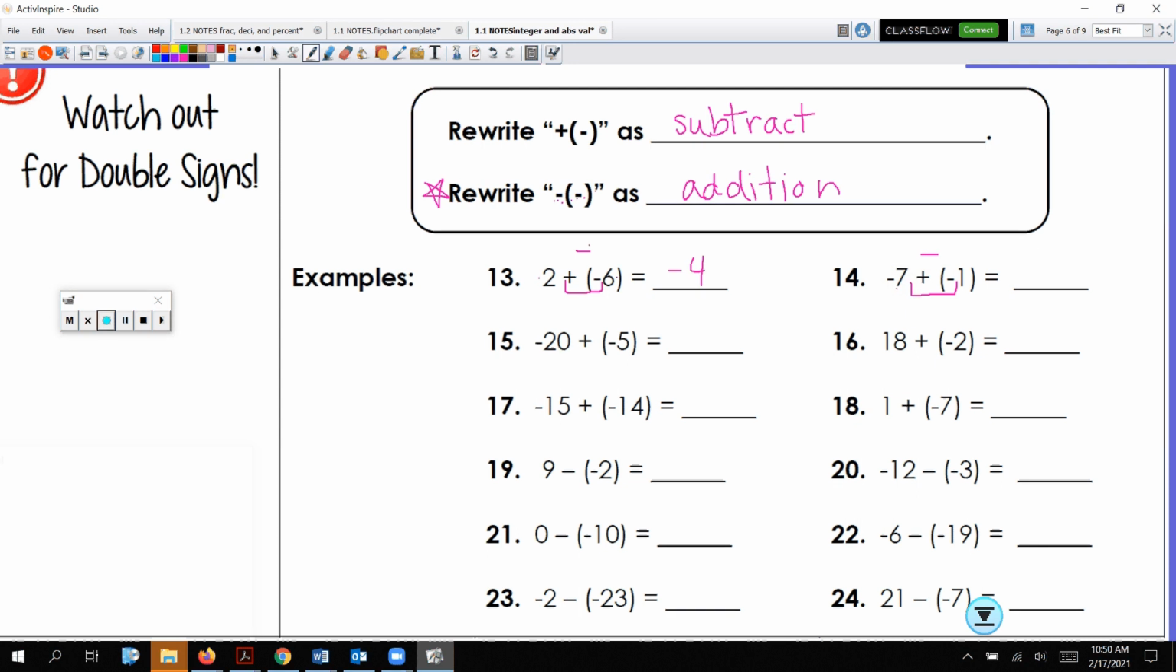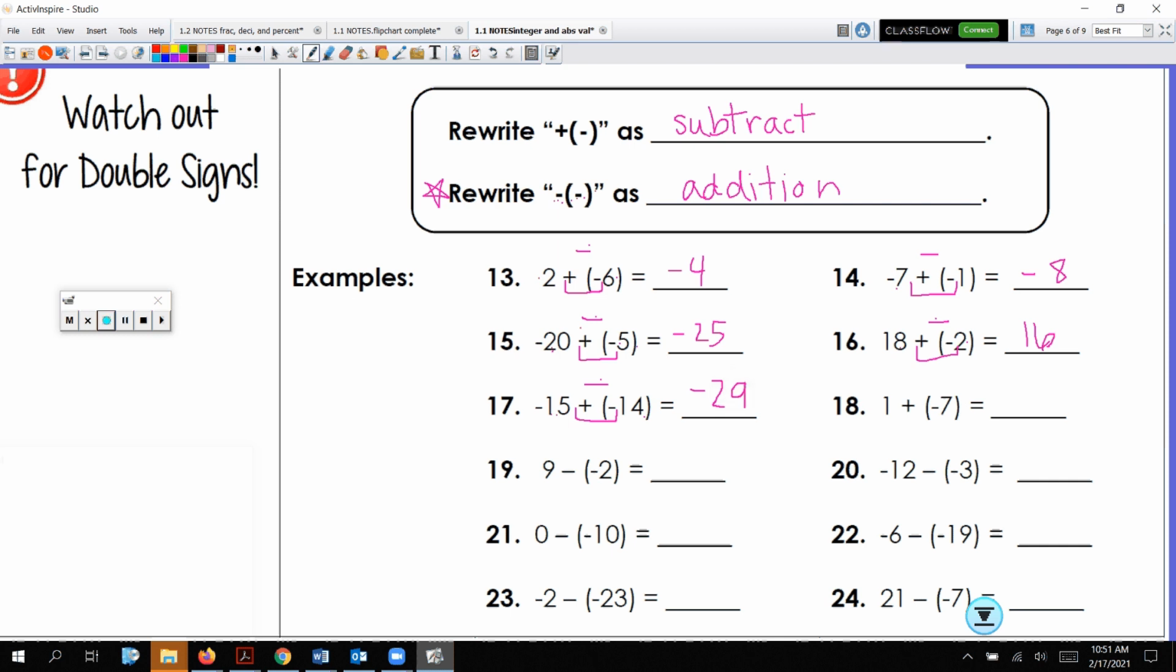Negative 7 minus 1 is negative 8. For number 15, I see plus minus, that's going to be just subtraction. Negative 20 minus 5 is negative 25. For 18, I see plus and the minus together, so that's just subtraction. 18 minus 2 is 16. For number 17, I have my plus minus together. I know that's subtraction. Negative 15 minus 14 is negative 29.